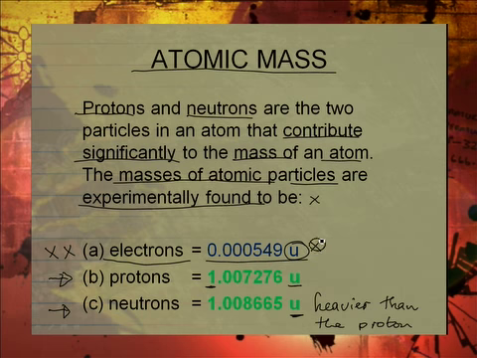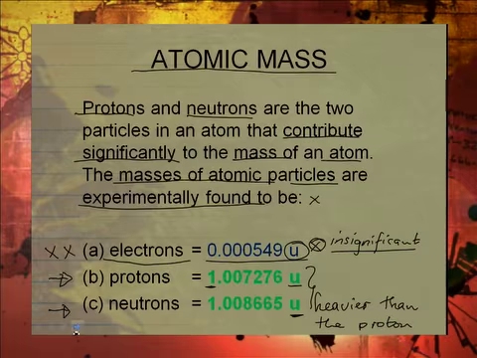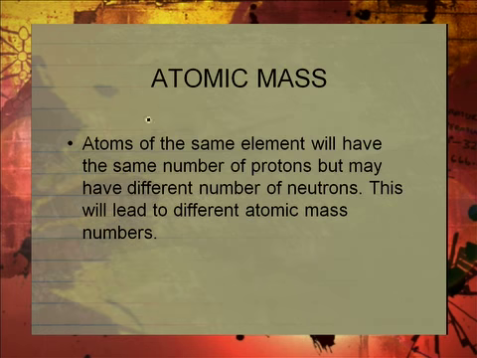But this one, the mass is so insignificant, so we don't even consider it when we're looking at the atomic mass. So basically what gives us the atomic mass are the two particles there, the protons and the neutrons. Okay, now next, atoms of the same element. Now we need to understand this. Atoms of the same element will have the same number of protons. They won't change, but they may have different number of neutrons.